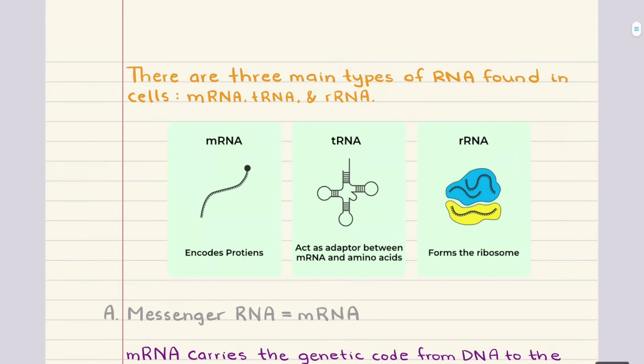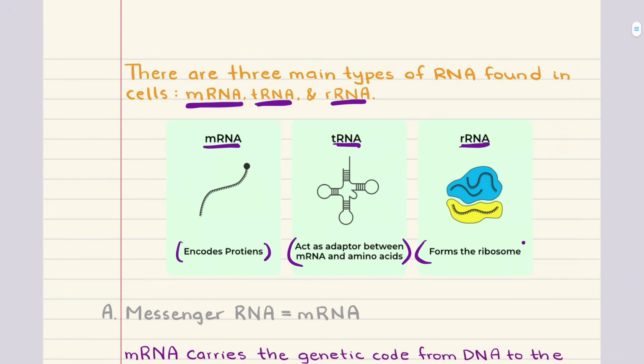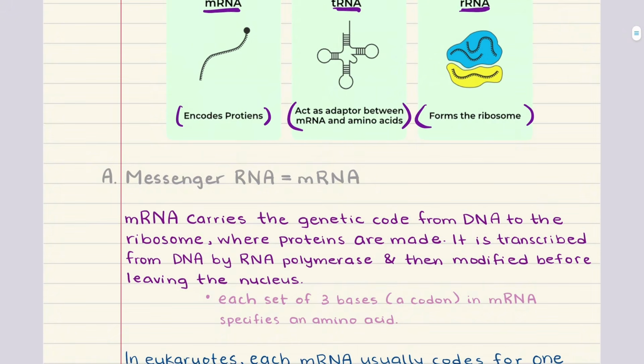There are three major types of RNA that play key roles in gene expression. First, we have messenger RNA, or mRNA. Next, we have transfer RNA, or tRNA. And finally, we have ribosomal RNA, or rRNA. Let's go through each one, starting with messenger RNA.